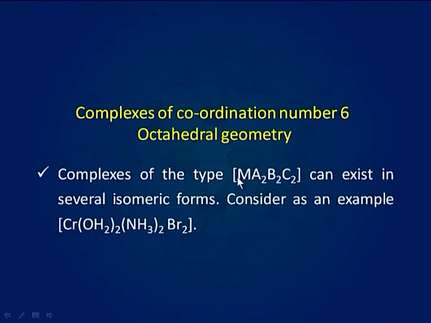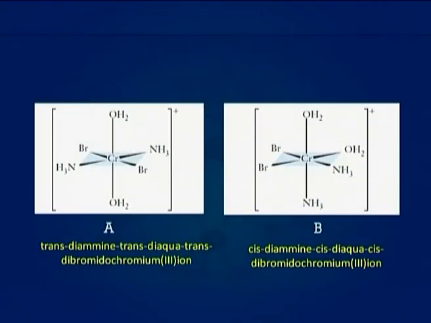Complexes of the type MA2B2C2 can exist in several isomeric forms. Consider as an example [Cr(H2O)2(NH3)2Br2]+. In first form A, the members of all the three pairs of like ligands are trans to each other. Hence, it is named as trans-diammine, trans-diaqua, trans-dibromidochromium(III) ion.